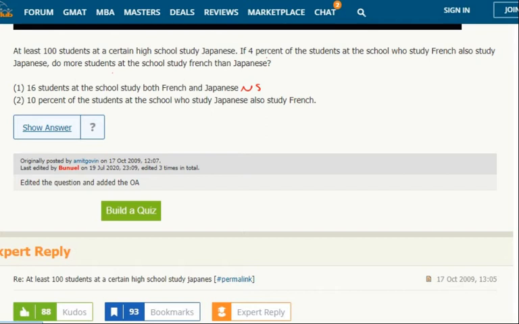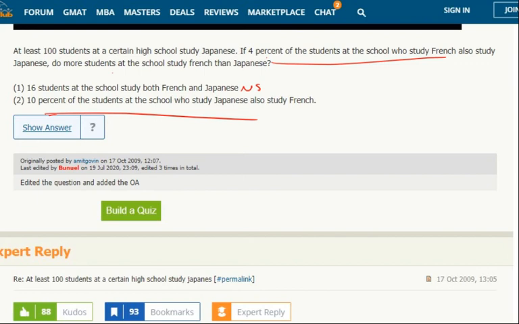So hold on a second. The people who study Japanese but also study French are the same people who study French but also study Japanese. That's the same group of people, that's just the people who study both. Now that group of people represents 4% of those who study French, but a full 10% of those who study Japanese.